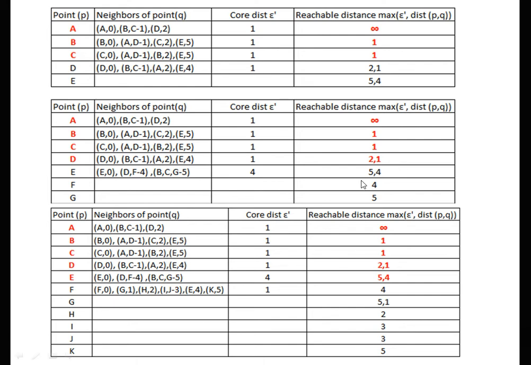Next we need to follow the F point. From the F point we will see which points are reachable. From F: G, H, I, J, K are reachable, because E is already visited. Here we can easily check that initially the distance between E and G is 5, but the distance between F and G is 1, therefore it gets modified. So in this way we are visiting each point and finding the core distance epsilon dash and the reachability distance. The reachability distance gets modified only when the new answer is less than the current answer.